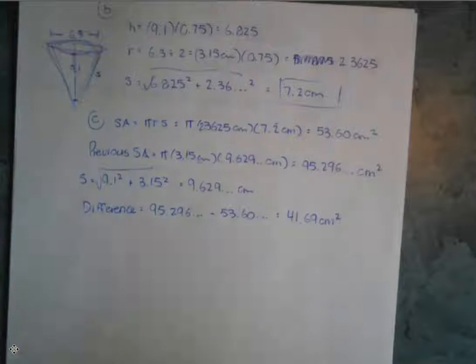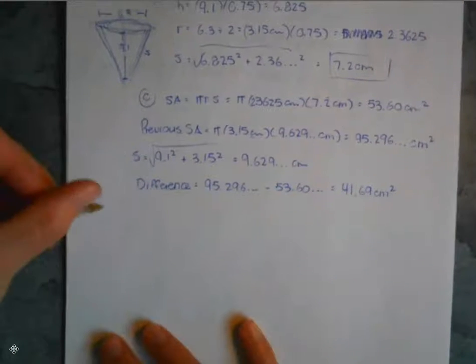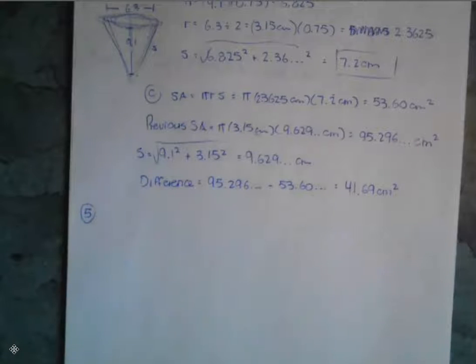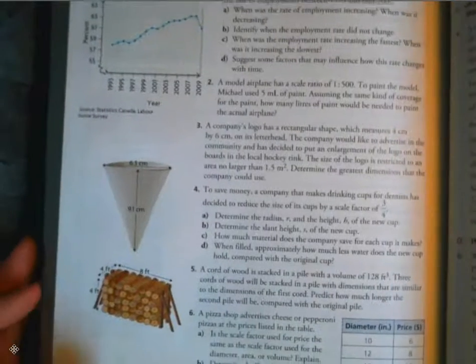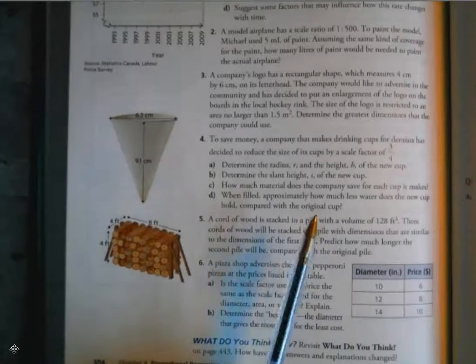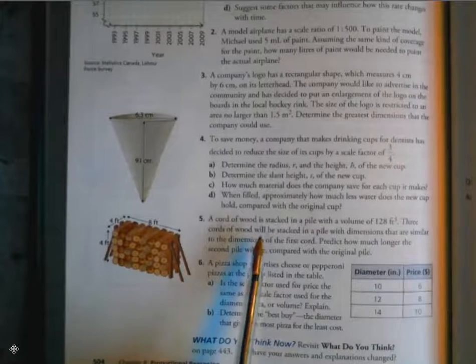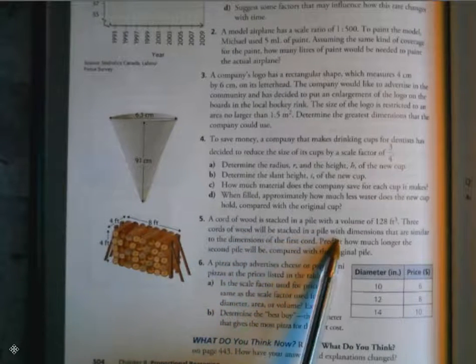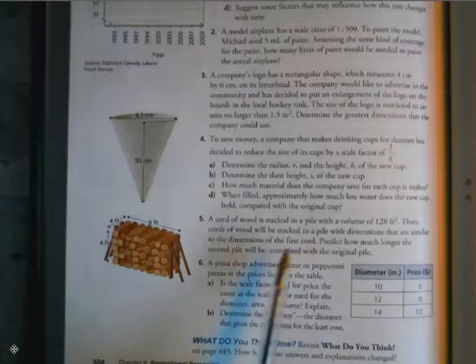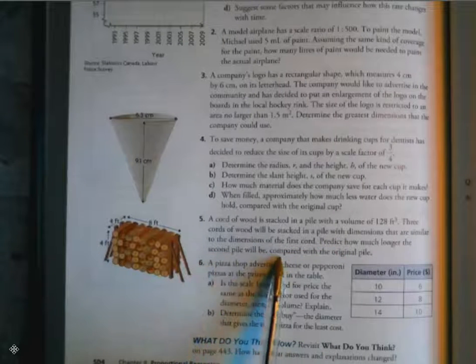Okay. All right, let's try question number 5. So with question number 5, we have a cord of wood is stacked in a pile with a volume of 128 feet cubed. 3 cords of wood will be stacked in a pile with dimensions that are similar to the dimensions of the first cord. Predict how much longer the second pile will be compared with the original.